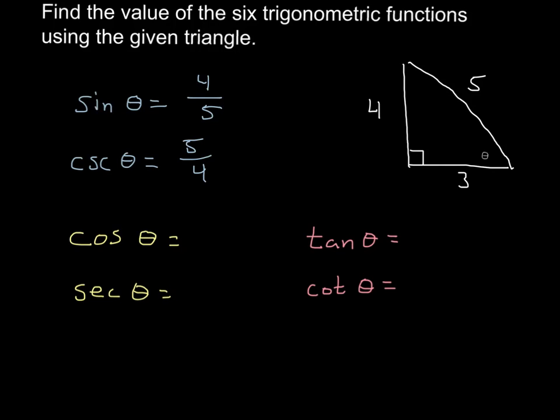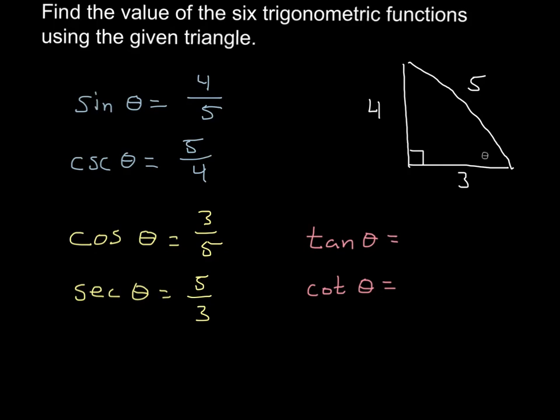Cosine of theta. Cosine is adjacent over hypotenuse. Well, in this case, the length of the adjacent leg is 3. The length of the hypotenuse is 5. And so the cosine of theta is going to be 3 over 5. The secant is the reciprocal of cosine, so I know the secant is going to be 5/3.